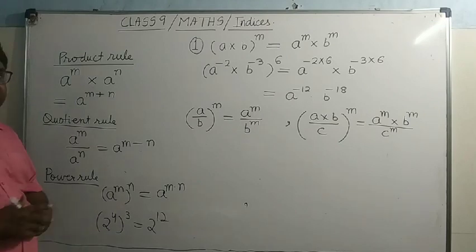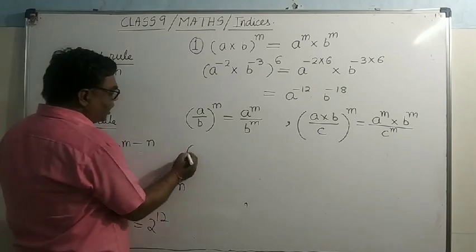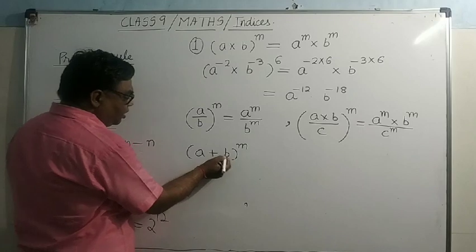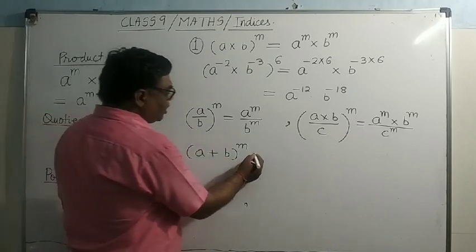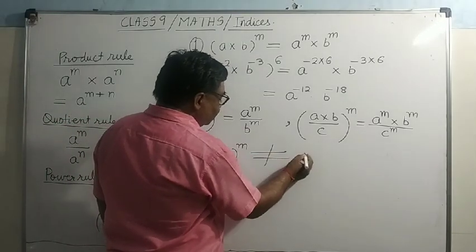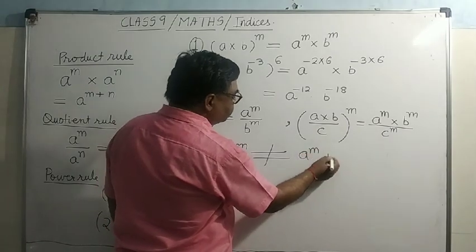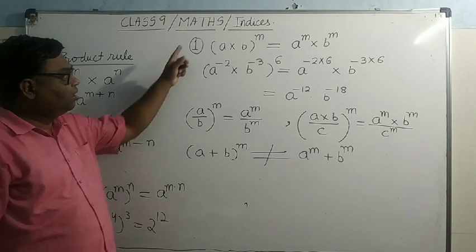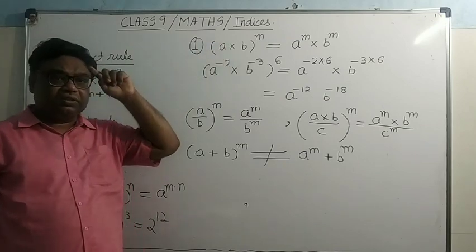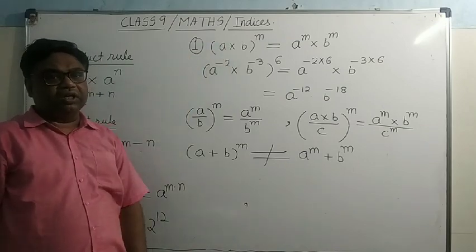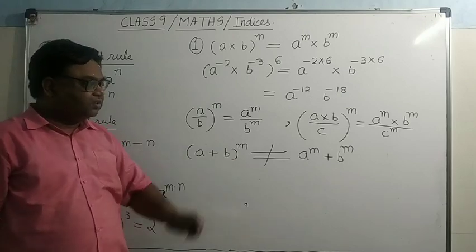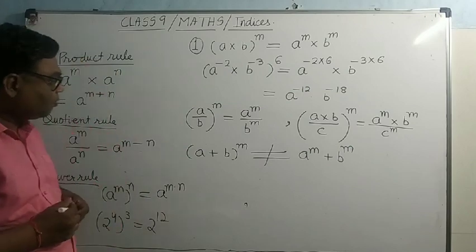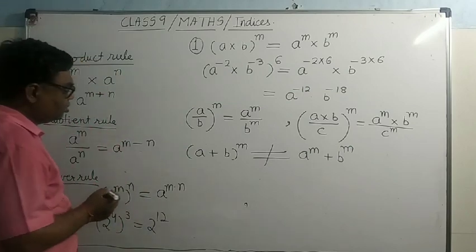In product or in division means if it is like this, then it will not work, because here the numbers are in addition. So we cannot write this as a to the power m plus b to the power m. We can write it only when there is multiplication or division. If there is only a plus sign or minus sign, then it is not possible. Is it clear? Then there is one more thing.